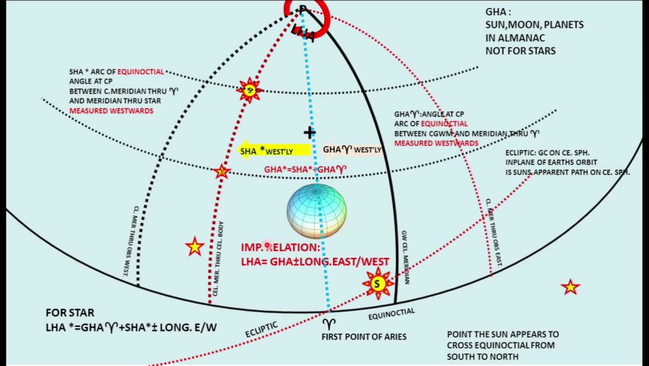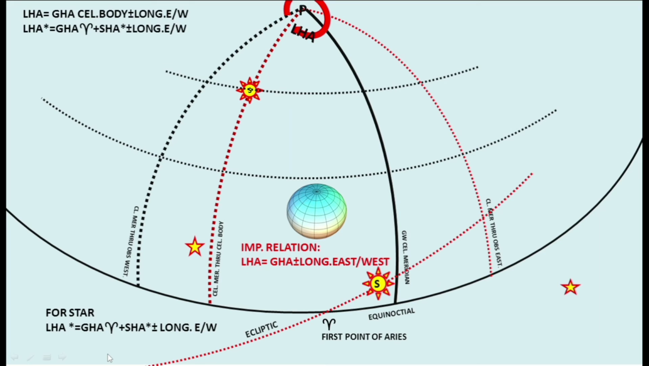And this relation just takes a little change here. Instead of just having GHA, we use GHA Aries and SHA star for stars. This is an important relationship which we got to remember always.